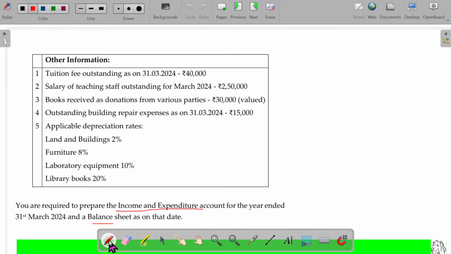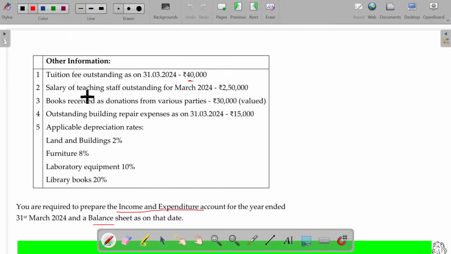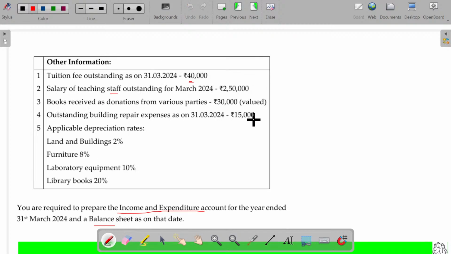And tuition fee outstanding as on this date being 40,000 rupees, outstanding tuition fee. Then there's an adjustment for the tuition fee. I put the dot here representing there is an adjustment. Salary of teaching staff outstanding. Okay, payment side. Teachers and staff. So there is an outstanding in this amount also. Books received as donation from various parties, 30,000 value. No information given, so I'll just keep it pending.